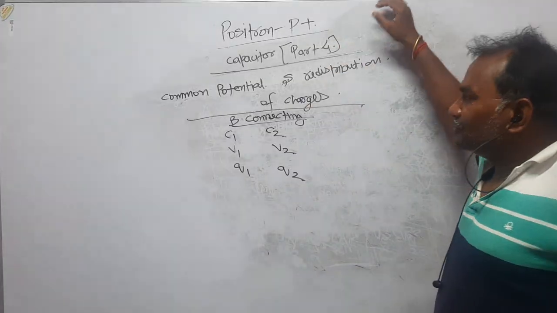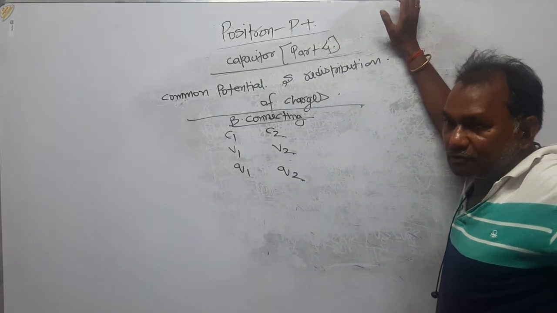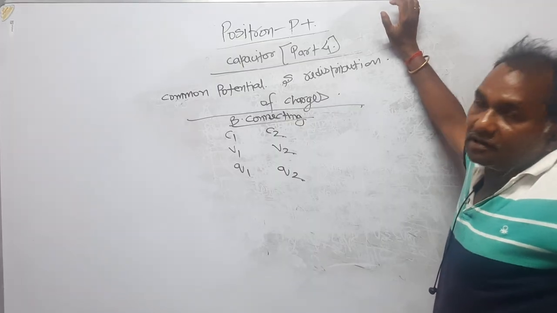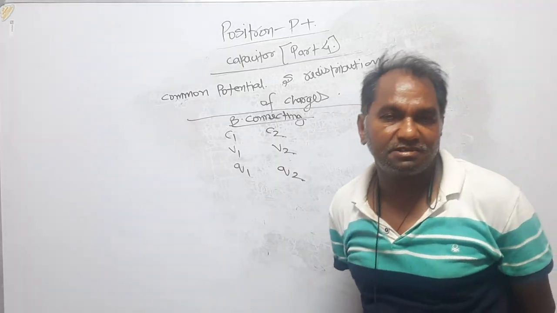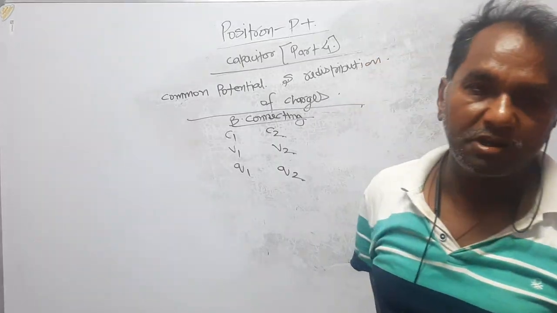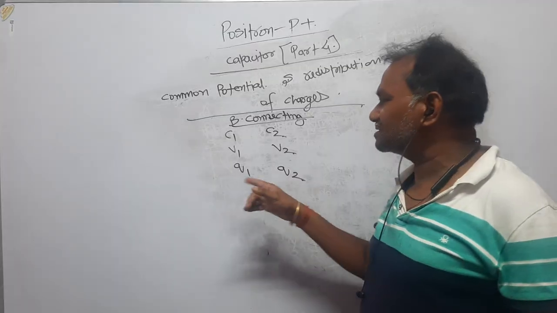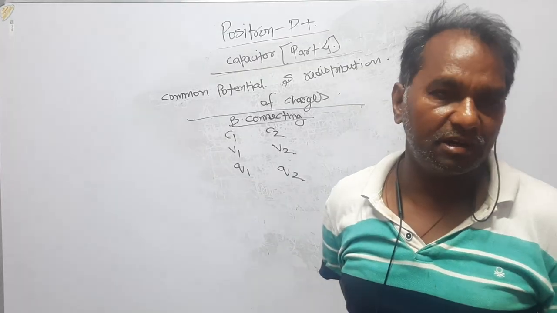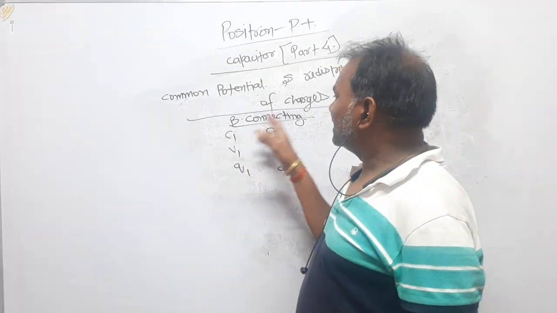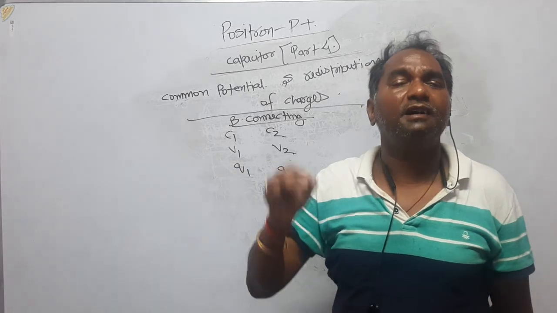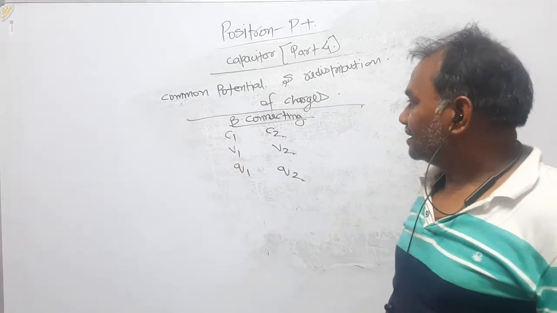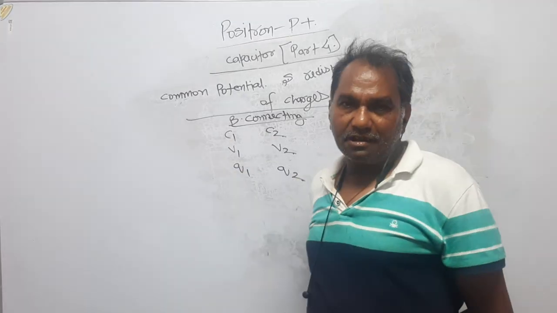Dear students, what I was talking about is that let the two independent capacitors be C1 and C2, their potentials V1 and V2, and the charges on the two capacitors Q1 and Q2. This is before connecting. Now they are connected to each other.